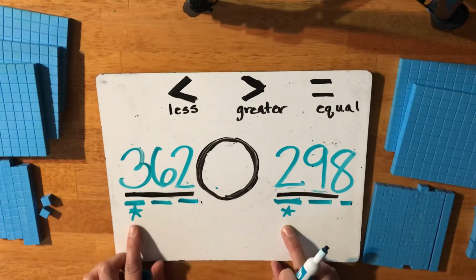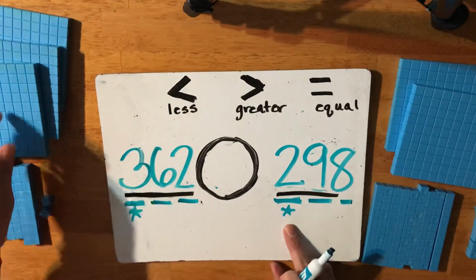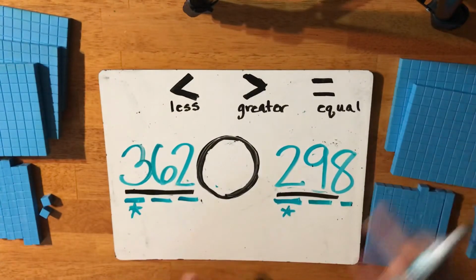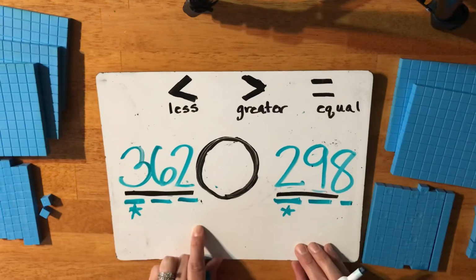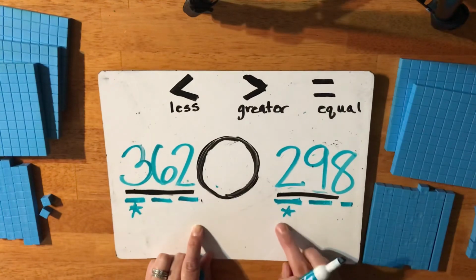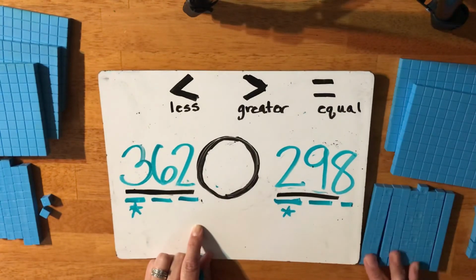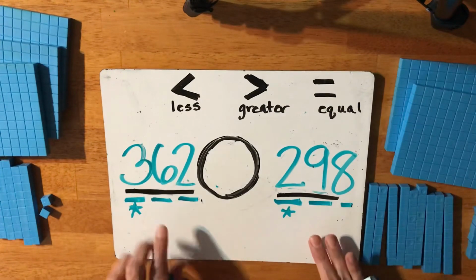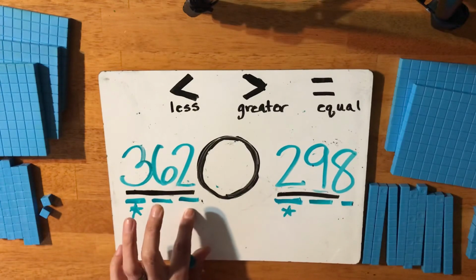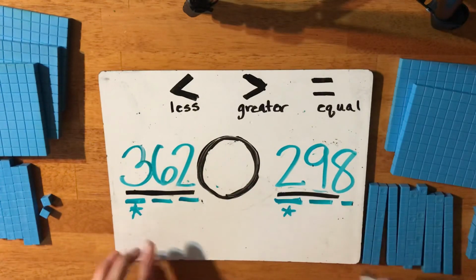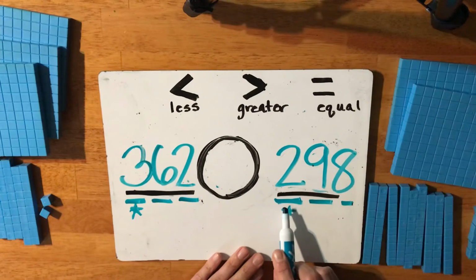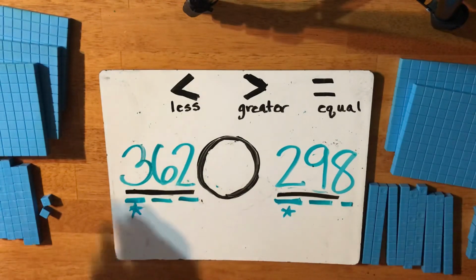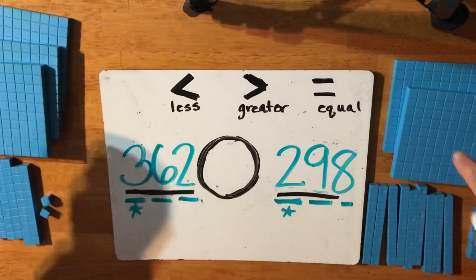Now I'm going to look at the hundreds place to see which number is larger. And I know that 3 is larger than 2. I've got 3 hundreds here and only 2 hundreds here. So that means 362 is greater than 298. Even though there are 9 tens and 8 ones, and those numbers are bigger than 6 and 2, that doesn't matter, because what matters is the furthest place value on the left, because that's the largest place value, the hundreds.